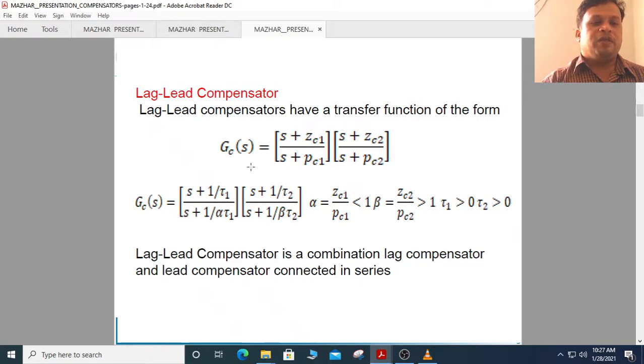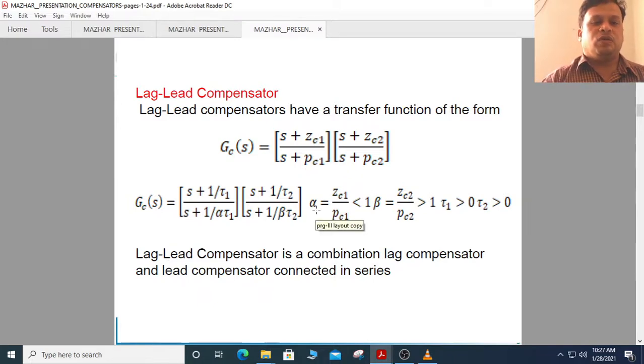So if you write a function including these two things, S plus 1 by tau 1 divided by S plus 1 by alpha tau 1 into S plus 1 by tau 2 divided by S plus 1 by beta tau 2, that is equal to this equation GC of S, where we are replacing this ZC1 and PC1.